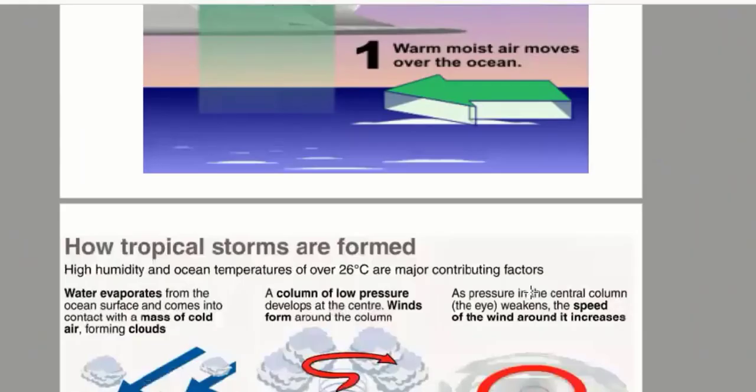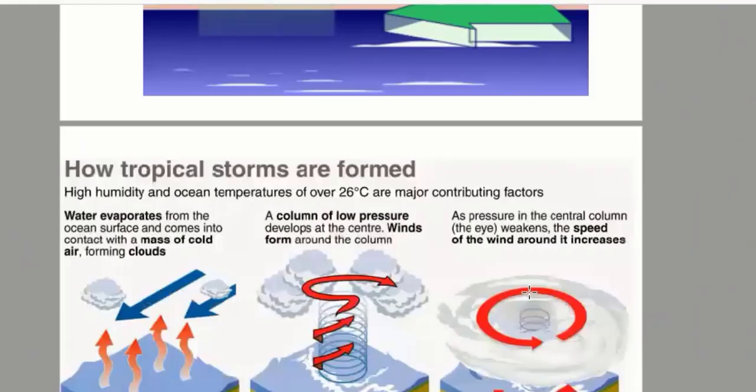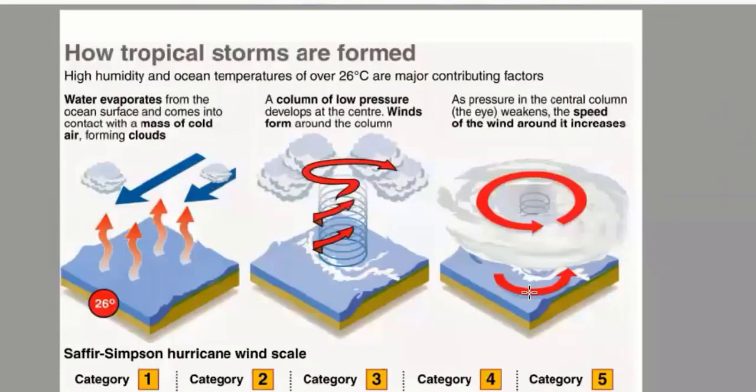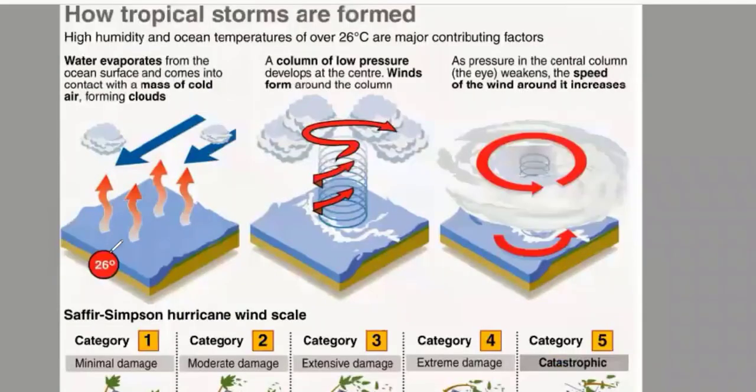Now, how it rotates. We'll see how the tropical storm makes a rotation. Now, we'll see step one. See, the temperature is 26 or you can say 27.